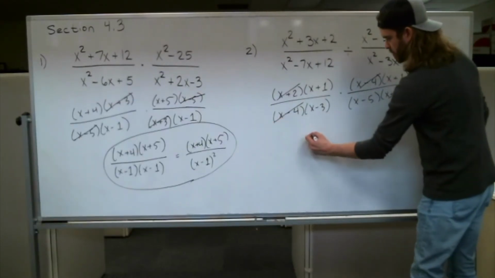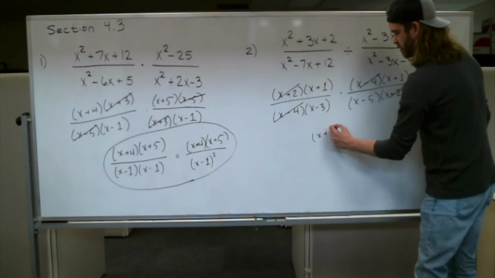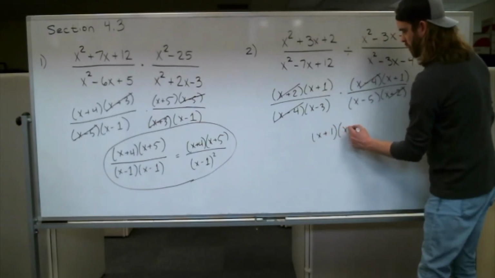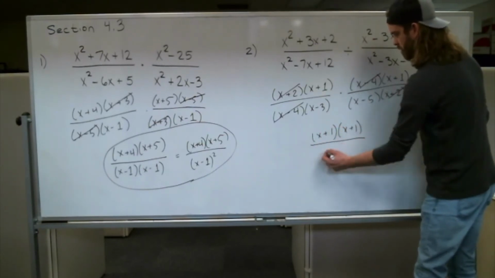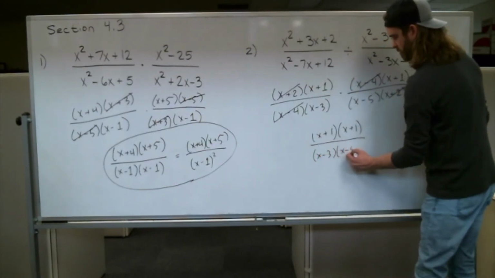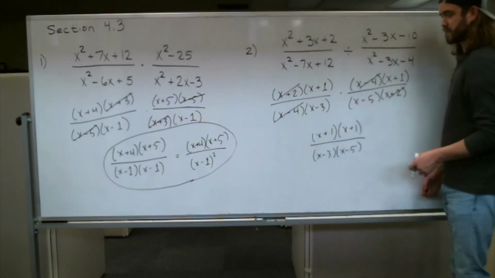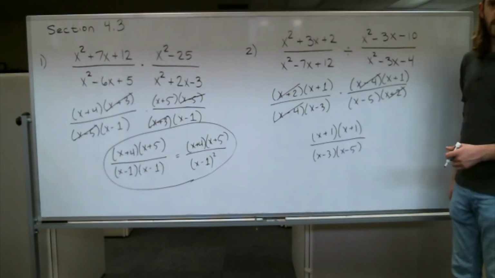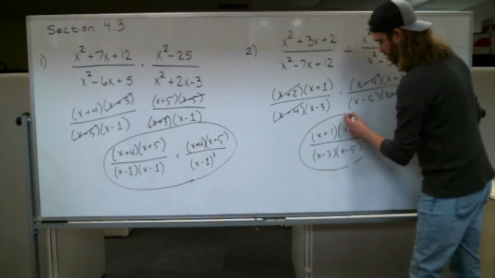That's going to leave us with x plus 1 times x plus 1 over x minus 3 times x minus 5. Now, just like in the last problem, we can rewrite that as x plus 1 squared if we want to, but this is our final answer.